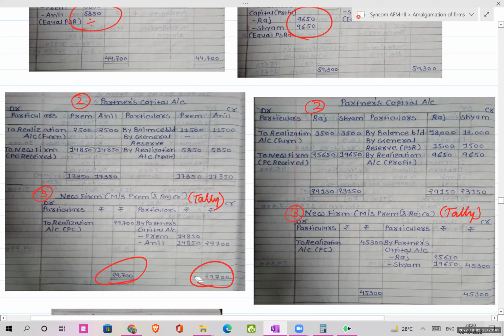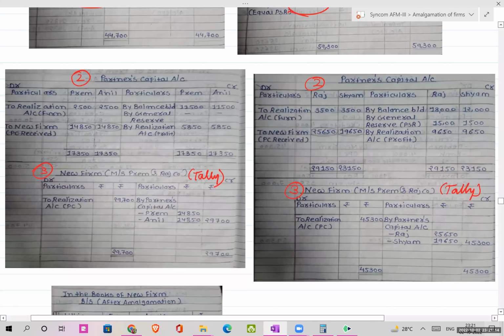It will tally. Similarly, same here. Opening balance first, then PSR second, profit on realization, second effect, then furniture taken over by partners, and then the balancing figure, जिसका second effect इधर है. Okay. So this is your part. I hope this part is also clear to everyone.